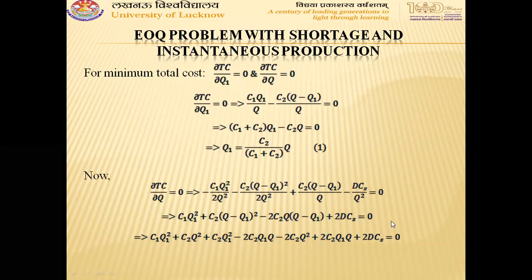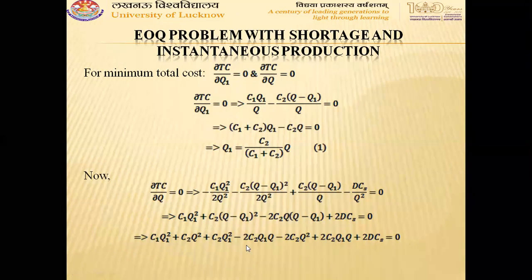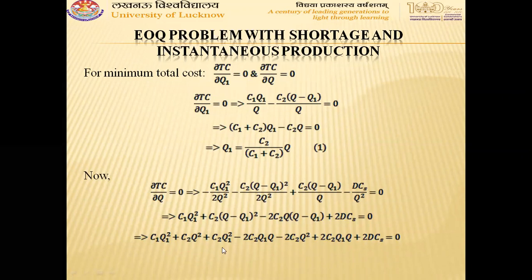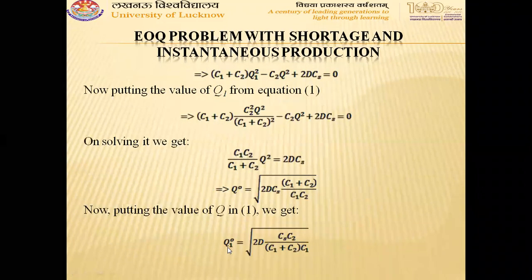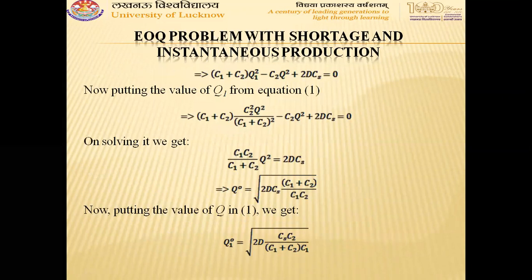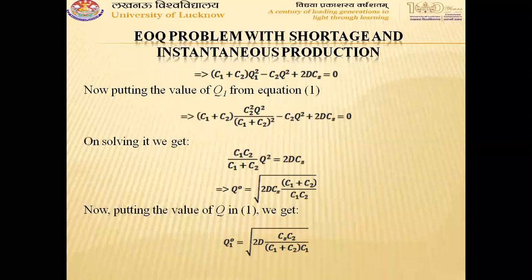2C2 Q1 plus 2DCS. Now from C2 Q square and C2 Q square, here is one positive and two negative, so we will remain with one C2 Q square with negative sign, and C2 Q1 Q, minus 2 and plus 2, will cancel out. In the first and third term we can take Q1 square common. So it will give (C1 plus C2) Q1 square. So we can write (C1 plus C2) Q1 square minus C2 Q square plus 2DCS is equal to 0.